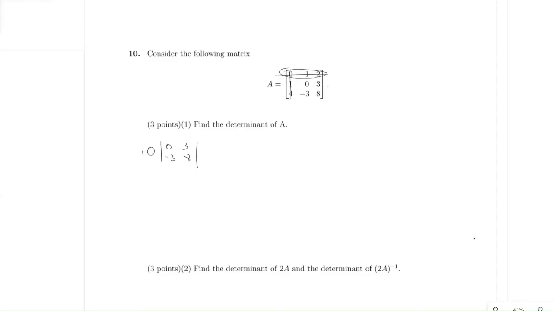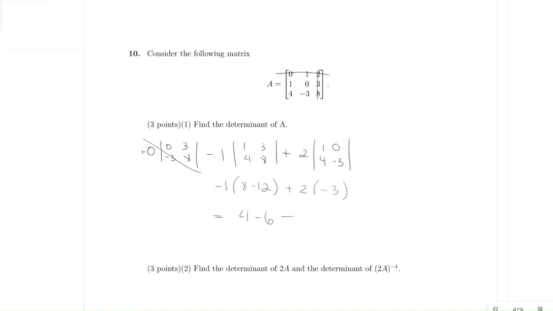And then for the next one, we have -1. So when we remove this row and column, we have 1, 3, 4, 8. And then when we have the last entry here, we have 1, 0, 4, and -3. So this becomes 0, and then we have -1 times 8 minus 12 plus 2 times -3, which gives us 4 minus 6, which is -2. That's the determinant of A.